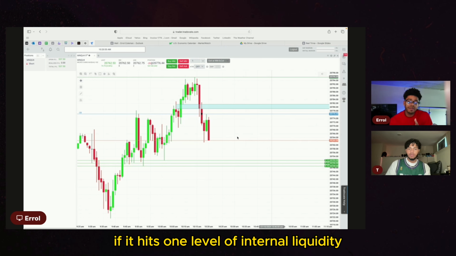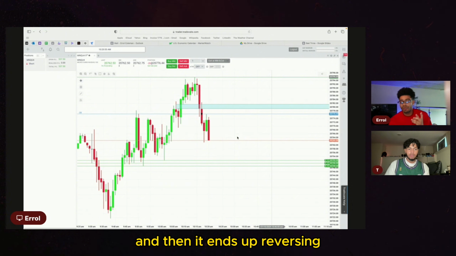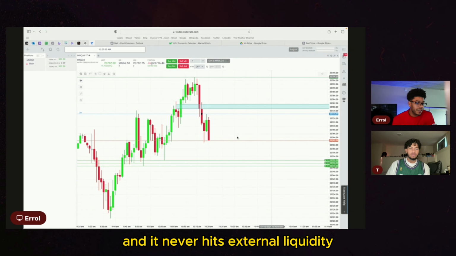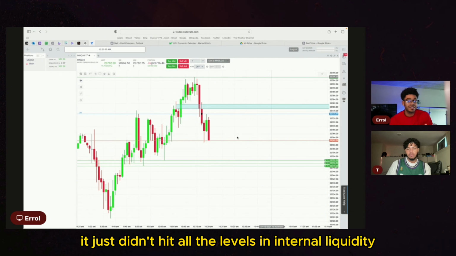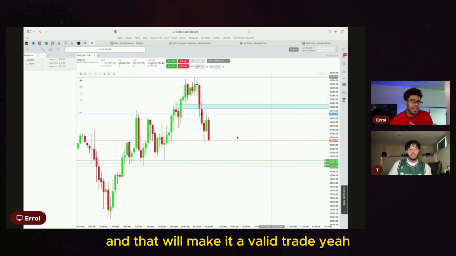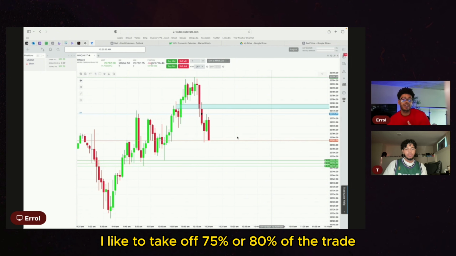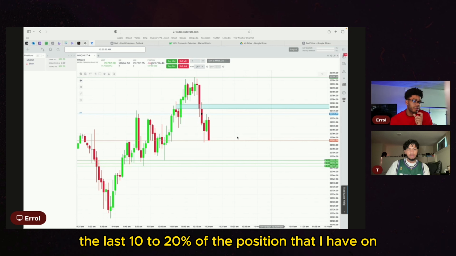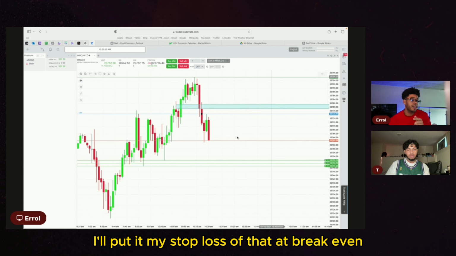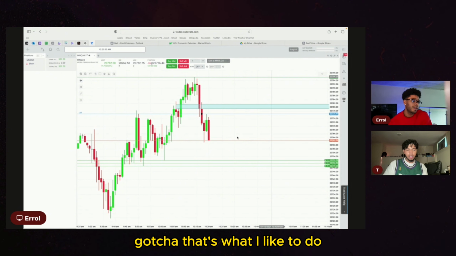Now, if it hits one level of internal liquidity and then ends up reversing and never hits external liquidity, it's not a dud. It counts as a trade that did work out. It just didn't hit all the levels of internal liquidity. It has to at least hit one internal level of liquidity, and that will make it a valid trade. What I personally like to do is take off 75% or 80% of the trade, and then for the last 10 to 20% of the position, I'll put my stop loss at break even. That's what I like to do.